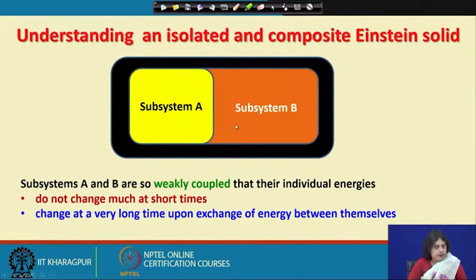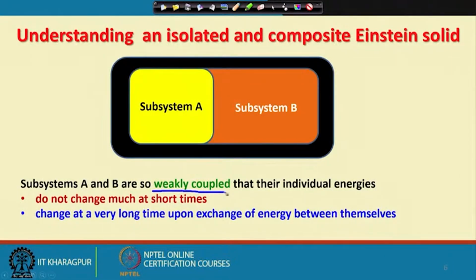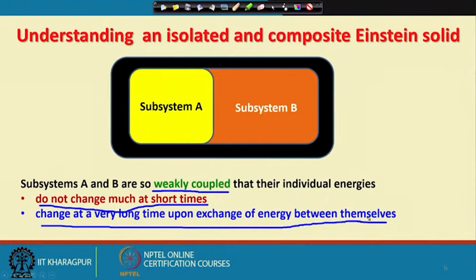But for my current purpose, I am going to assume certain things, which says that the subsystems A and B are extremely weakly coupled, so that the individual energies of the system do not change much at short times, but change at a very long time upon exchange of energy between themselves. So, what are the ways in which I can design an experimental situation like this?